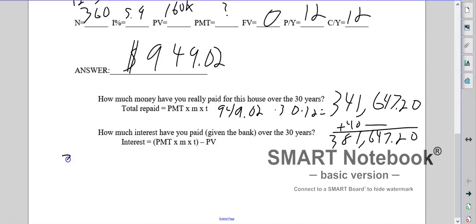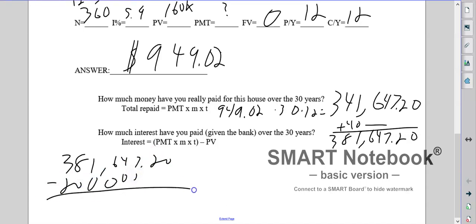So how much interest is the bank earning off of you? Well, that's 381,647.20 minus 200,000. The interest earned is $181,647.20. Again, almost the cost of the home. Pretty good investment for the bank.